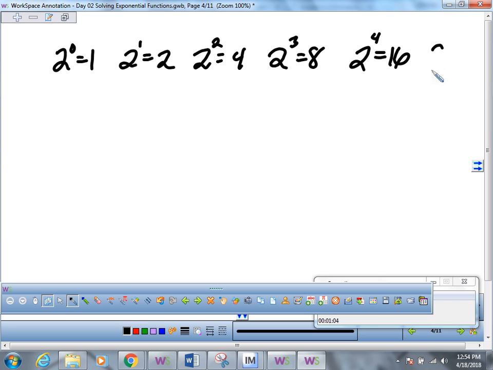So now I have 2 to the 5th is 32. We usually don't go any higher than 5. Right, Matthew? Do you remember what 2 to the negative 1 is?